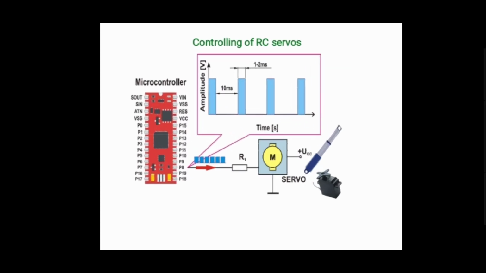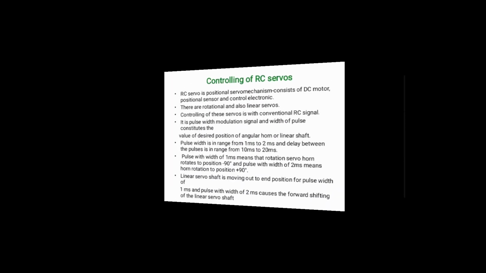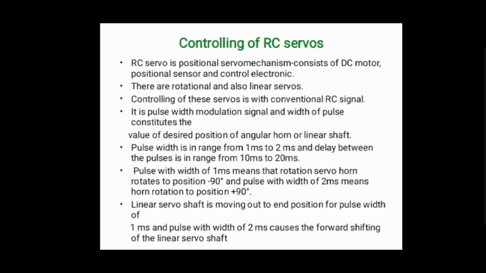Similarly, the other common component used in mechatronic systems is the RC servo. An RC servo is a positional servo mechanism which consists of a DC motor, positional sensor and control electronics. There are two types of RC servos. One is rotational, the other one is linear servo. And the controlling of these servos is purely with the conventional RC signal.